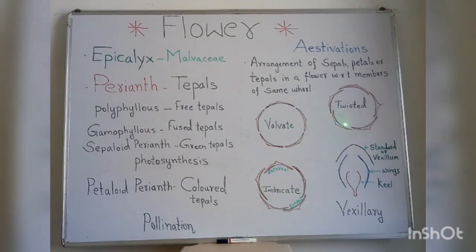Then comes the last aestivation, that is vexillary aestivation. In this type of aestivation, out of 5 petals, one of the petals is the largest one and it is called the standard or vexillum. These 2 petals which are present on the lateral side are called wings, and these 2 small petals which are present on the inner side are called keel. So this is the last type of aestivation, which is called vexillary aestivation.